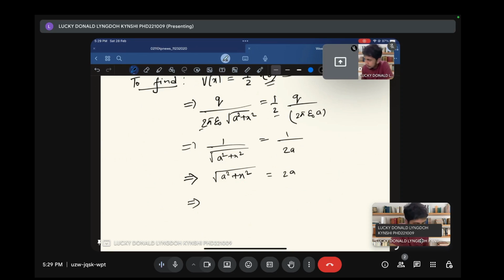Then you can square both sides. You can write x square plus a square equal to 4a square, and finally x square is equal to 3a square, and x is equal to plus minus root 3 a. So this is the distance at which your potential is equal to half the potential at the origin. Okay, so that is what you need.